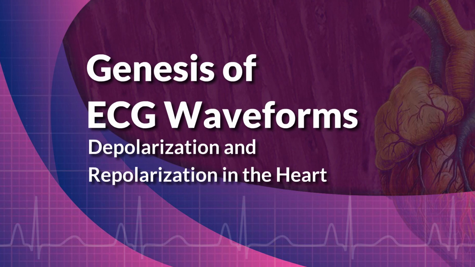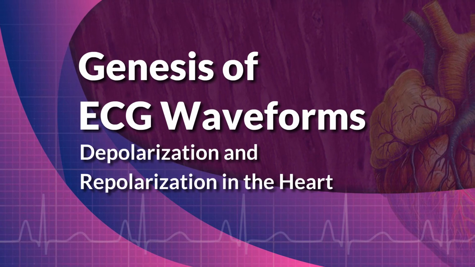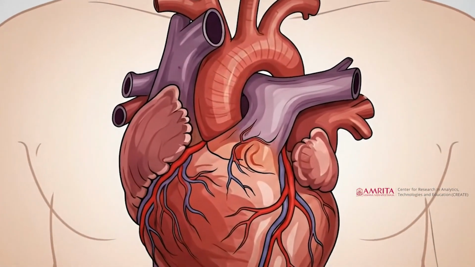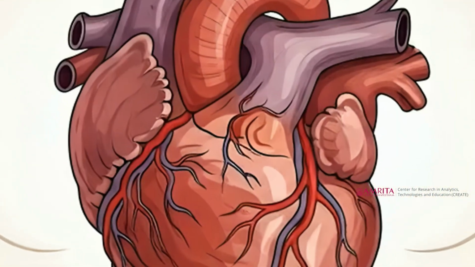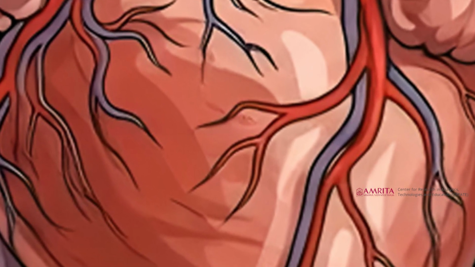Genesis of ECG waveforms, depolarization and repolarization in the heart. The ECG records the heart's electrical activity. To understand its waveforms, we look at how depolarization and repolarization move through cardiac muscle fibers.